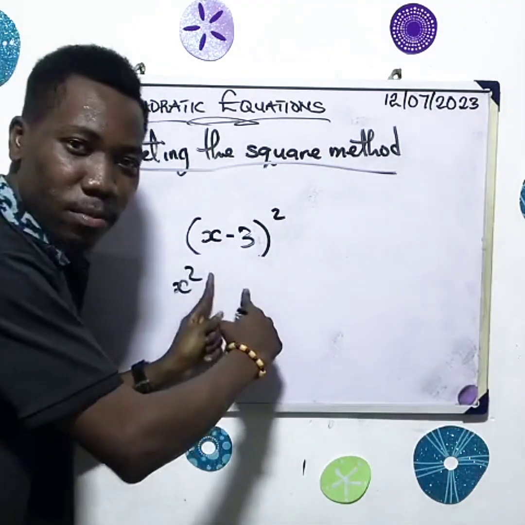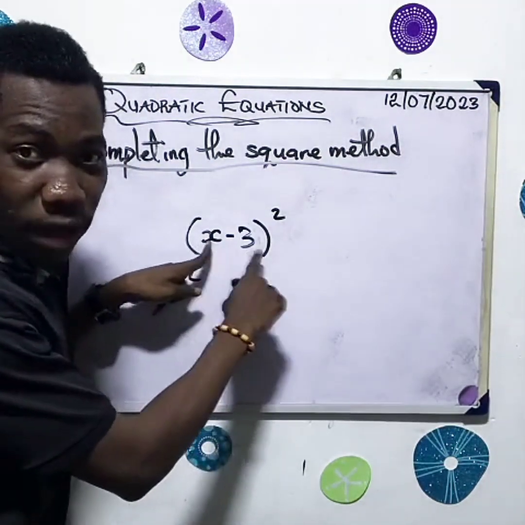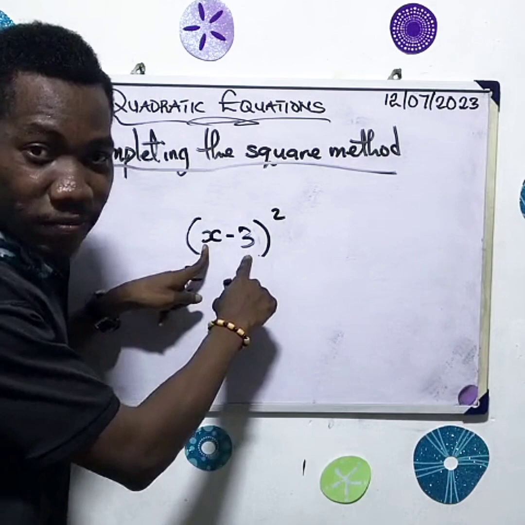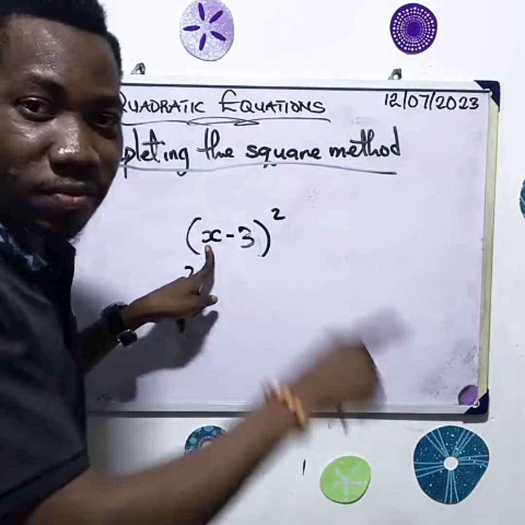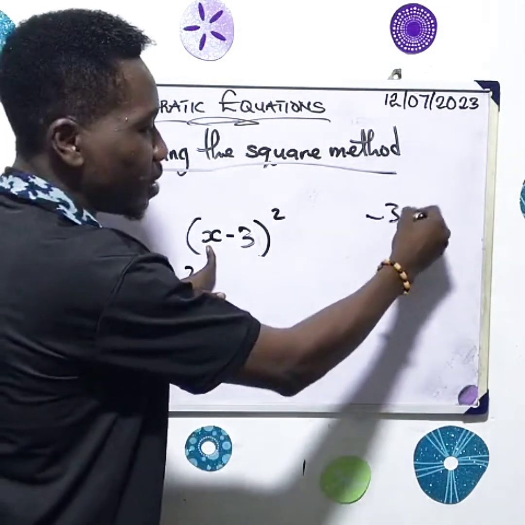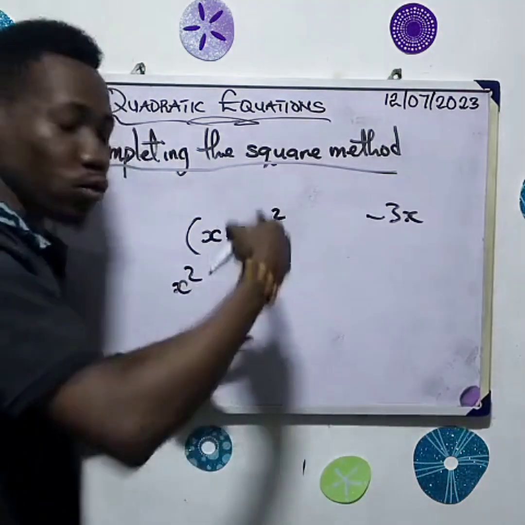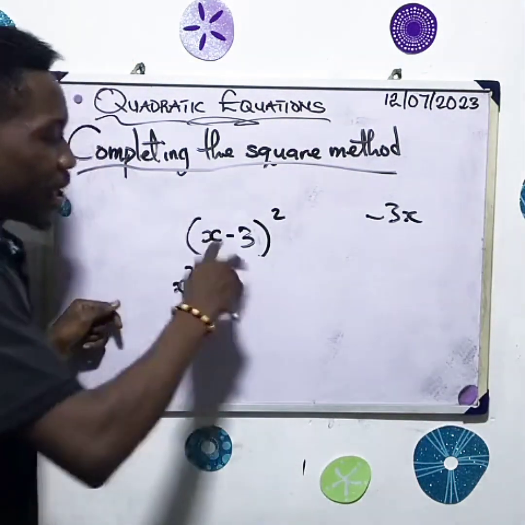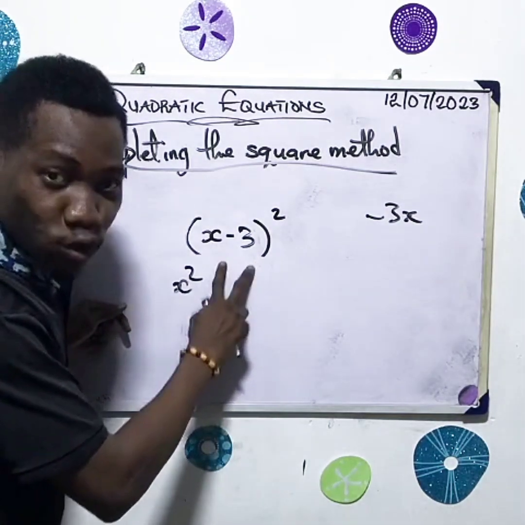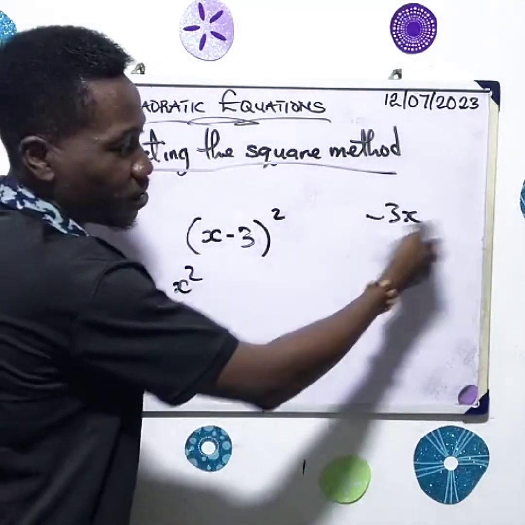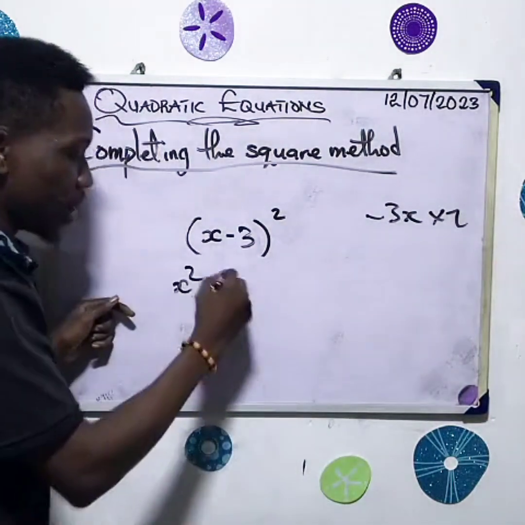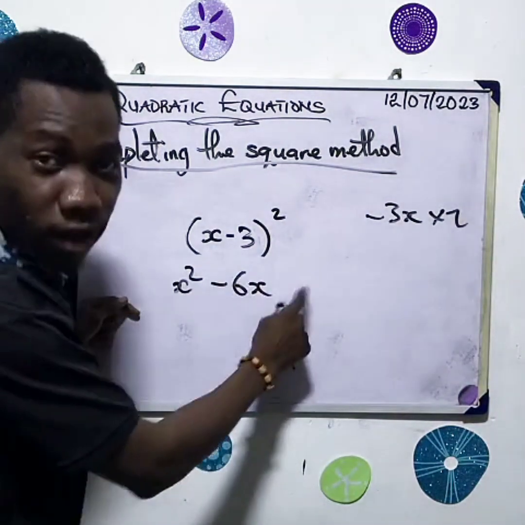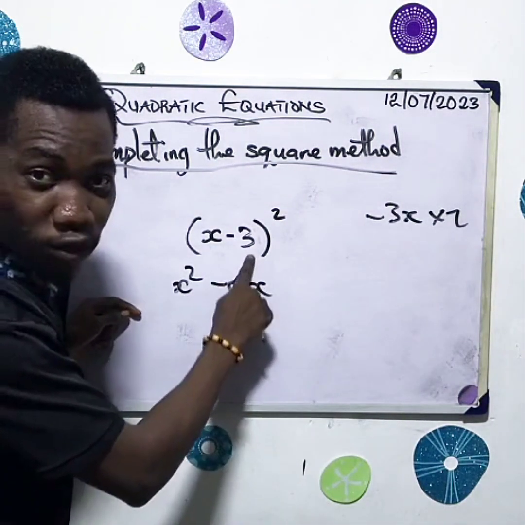Then the next term: multiply what you have here, x times minus 3. What is x times minus 3? X times minus 3 is minus 3x. Then times 2. So the first thing is the square of the first term, then the product of the two terms times 2, so minus 3x times 2, that's minus 6x. Then the third one will be the square of what you have here.